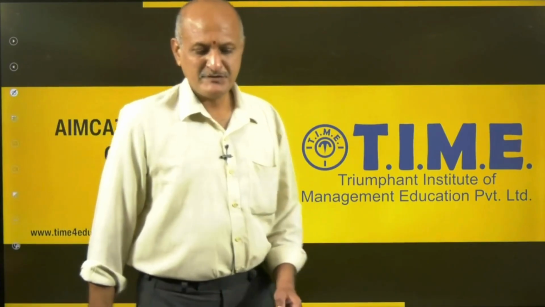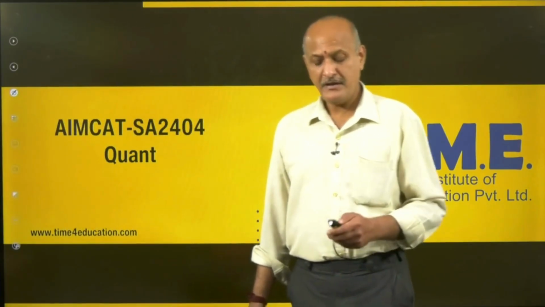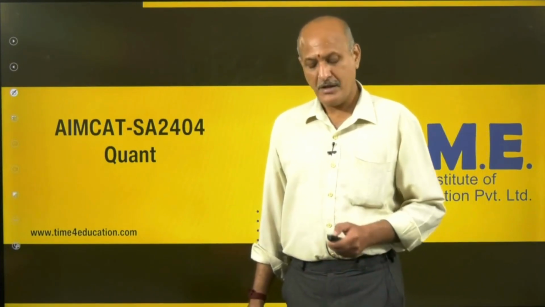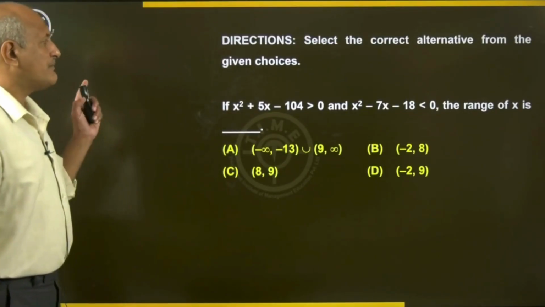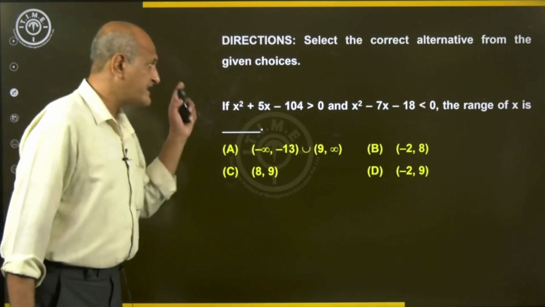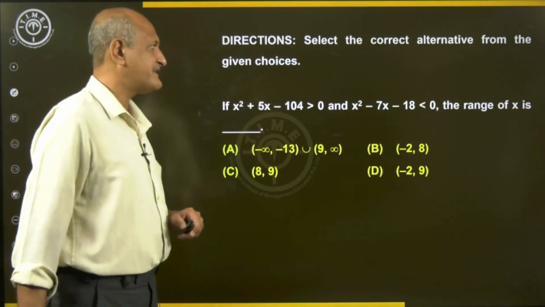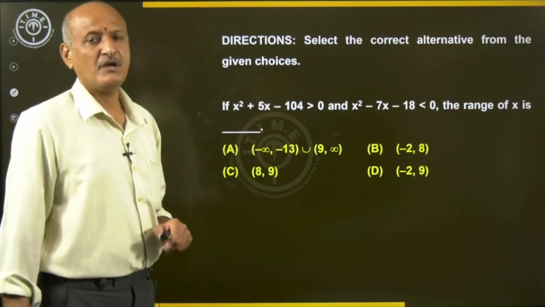In the series of questions which we are doing from this material, AIMCAT essay 2404, let's do another question here. Now let's see this question. It reads: if x square plus 5x minus 104 is greater than 0 and x square minus 7x minus 18 is less than 0. What do we find here?